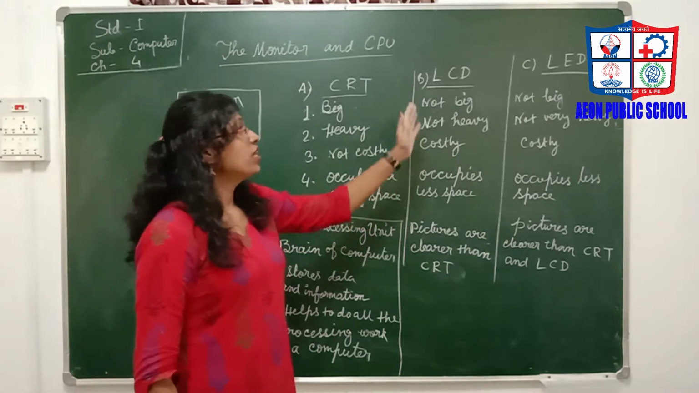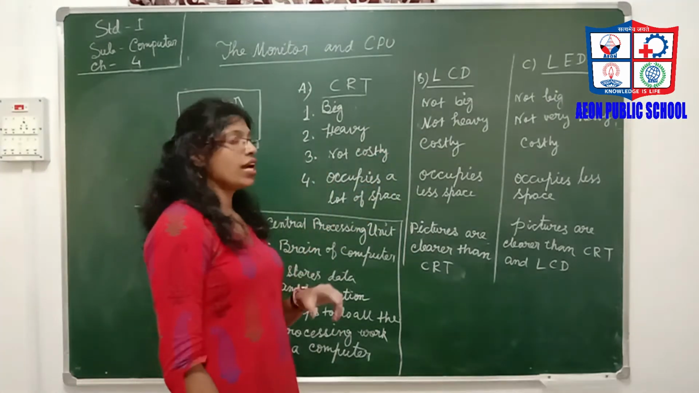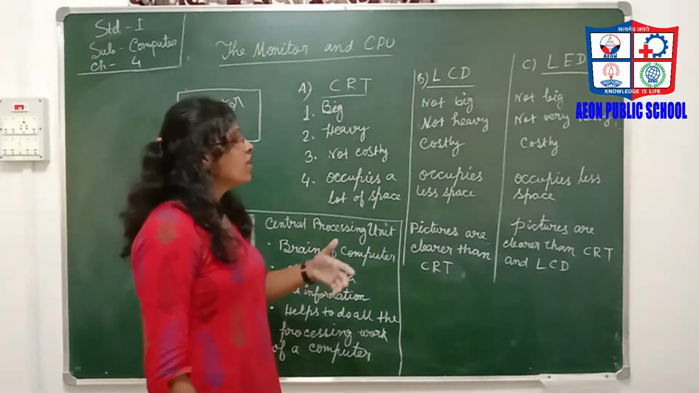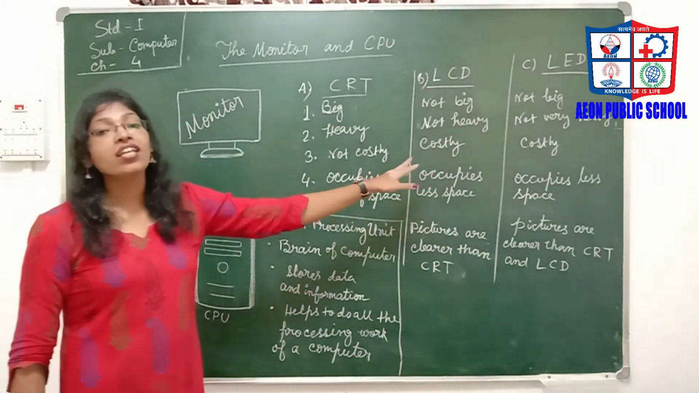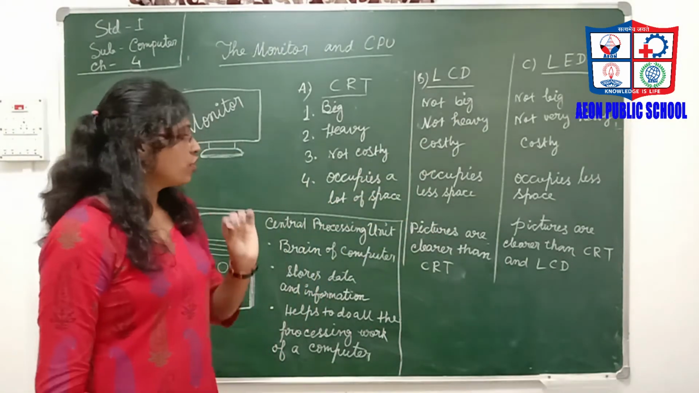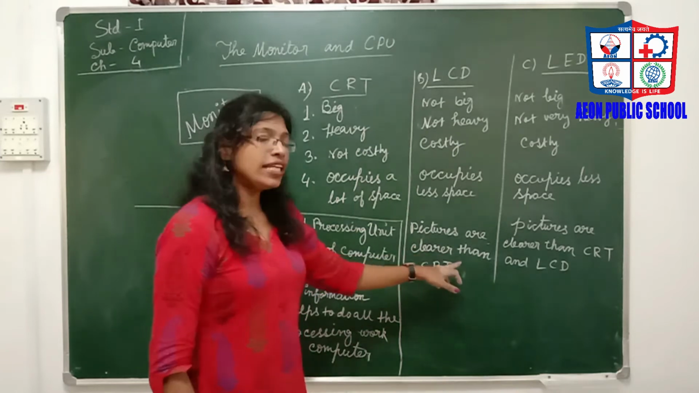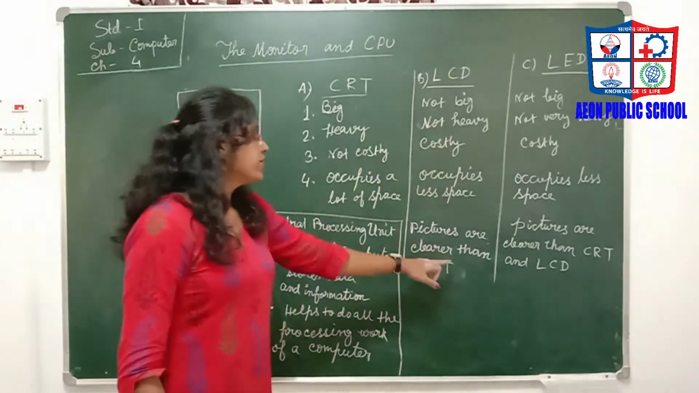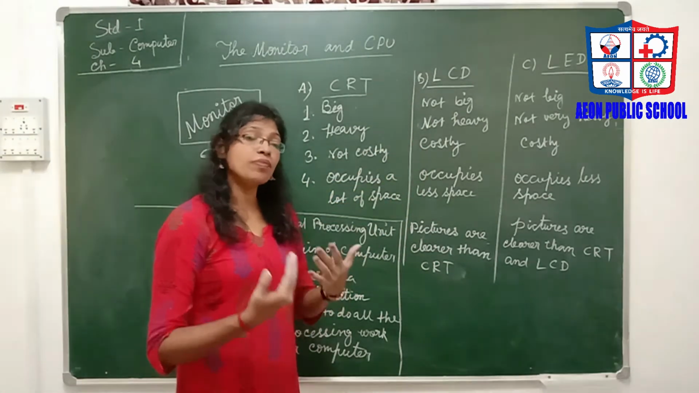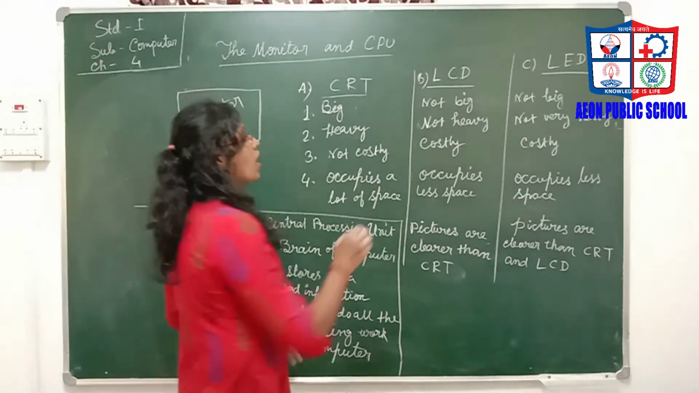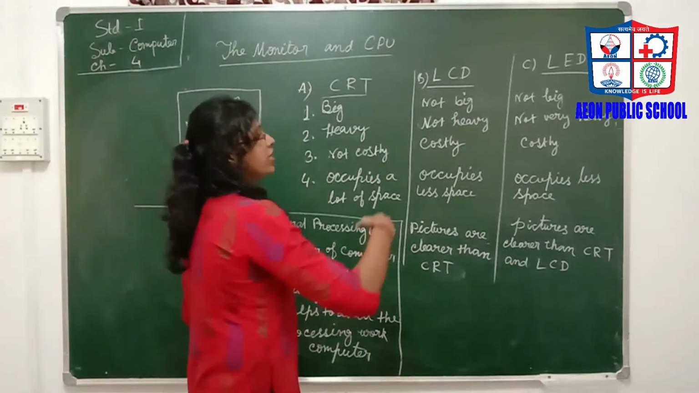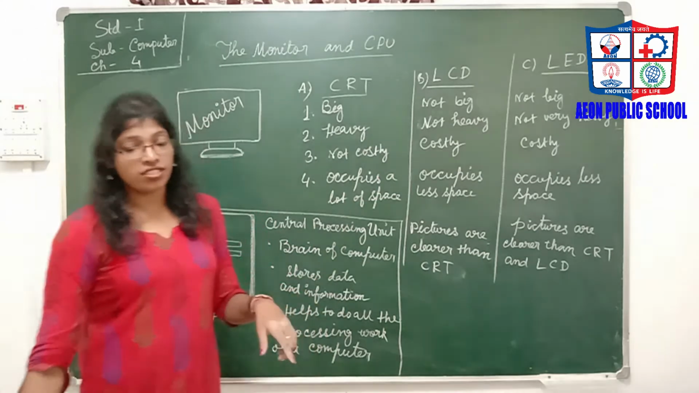Next, let's talk about the LCD. An LCD monitor is not big, not heavy in weight, and is very costly, and it occupies less space. The pictures are clearer in an LCD monitor than the CRT. I repeat, we can get a clearer picture on an LCD monitor than on a CRT monitor. Clear?